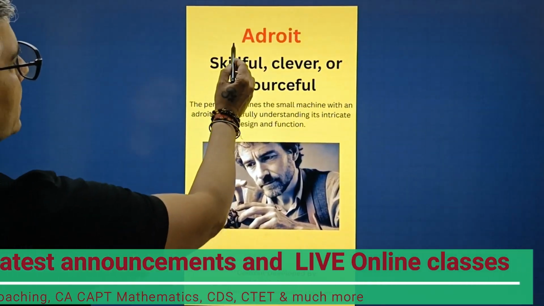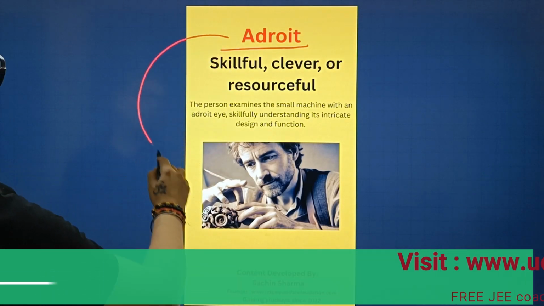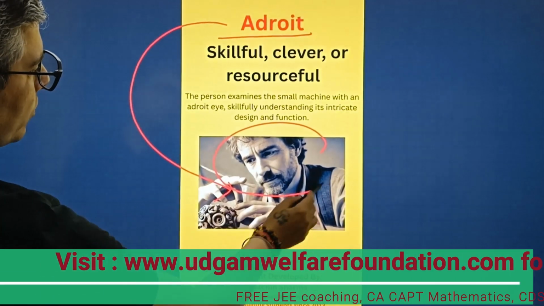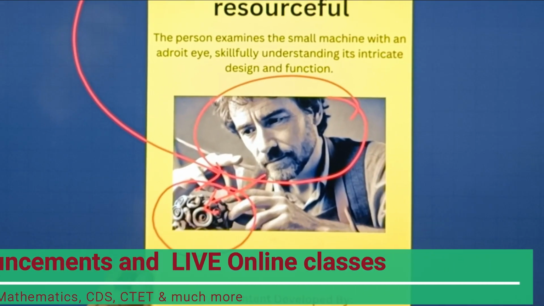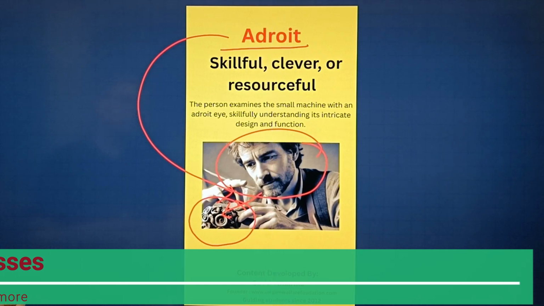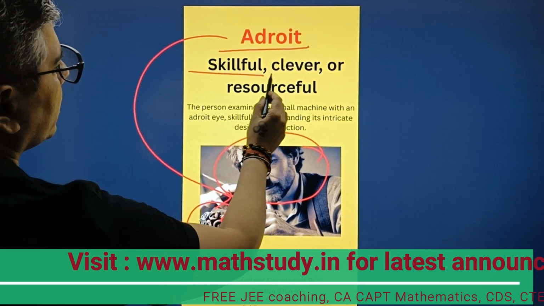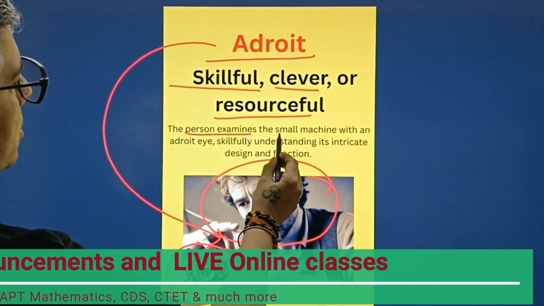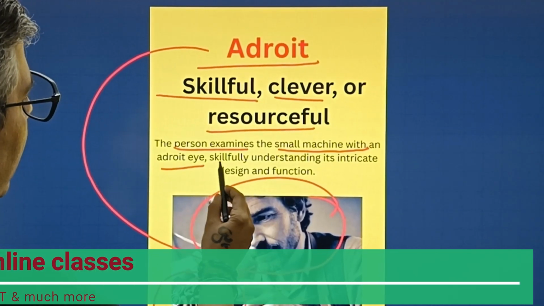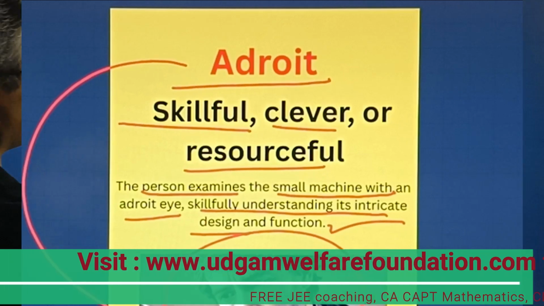So our next word is adroit. Now let's learn with the help of this particular picture, a person who is looking at some small machinery part skillfully. So if you look at the meaning of this particular word, it is skillful, clever or resourceful here. The person examines the small machine with an adroit eye, skillfully understanding its intricate design and function here.